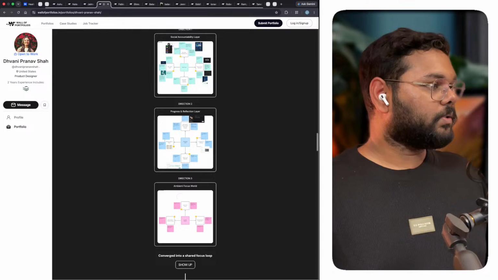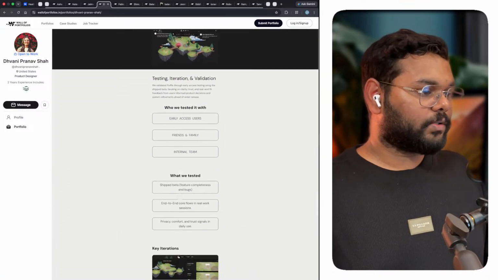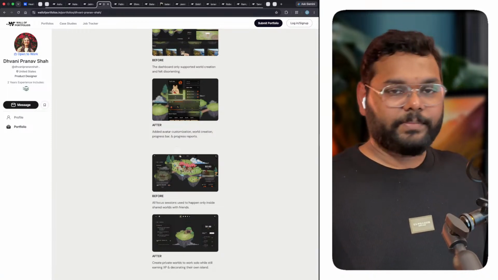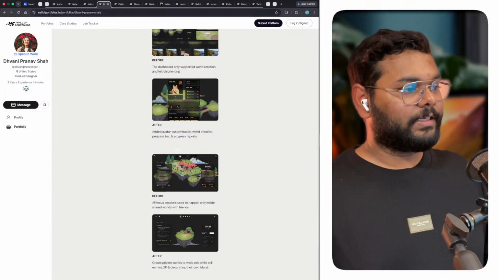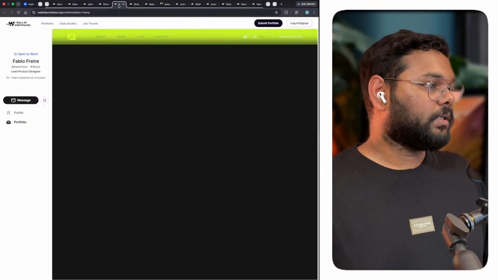Okay, so I like this before and after, so I'm going to copy that and I'll make sure that wherever I get the chance to show that, I'll show it in my case studies.